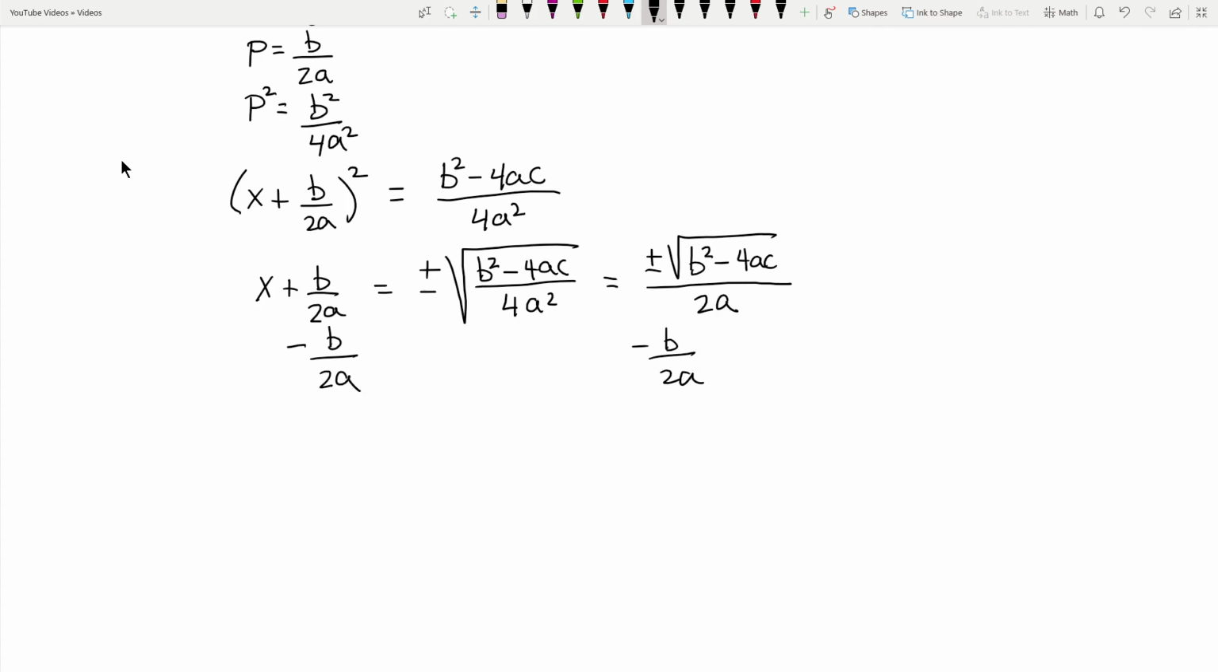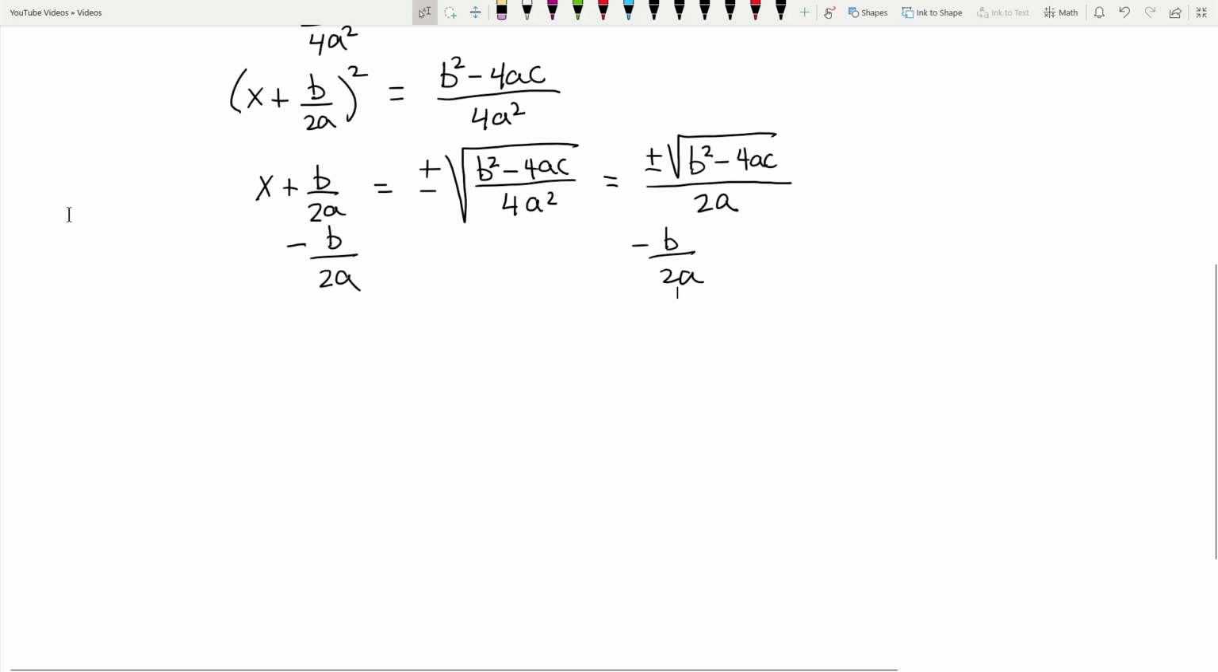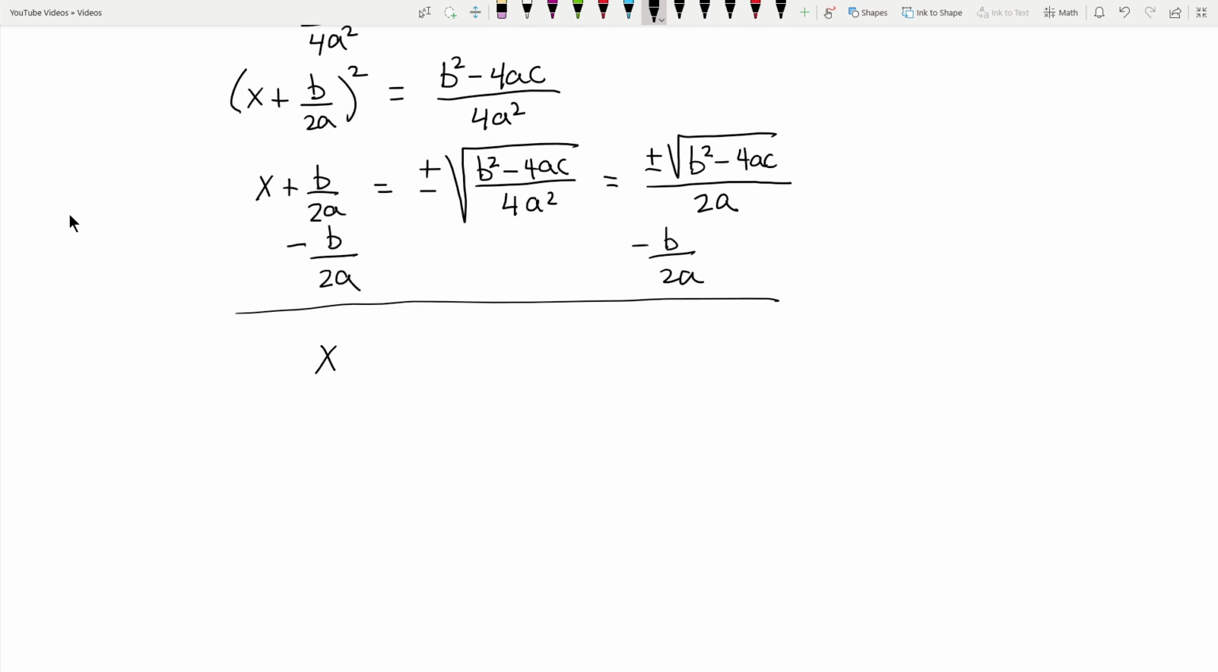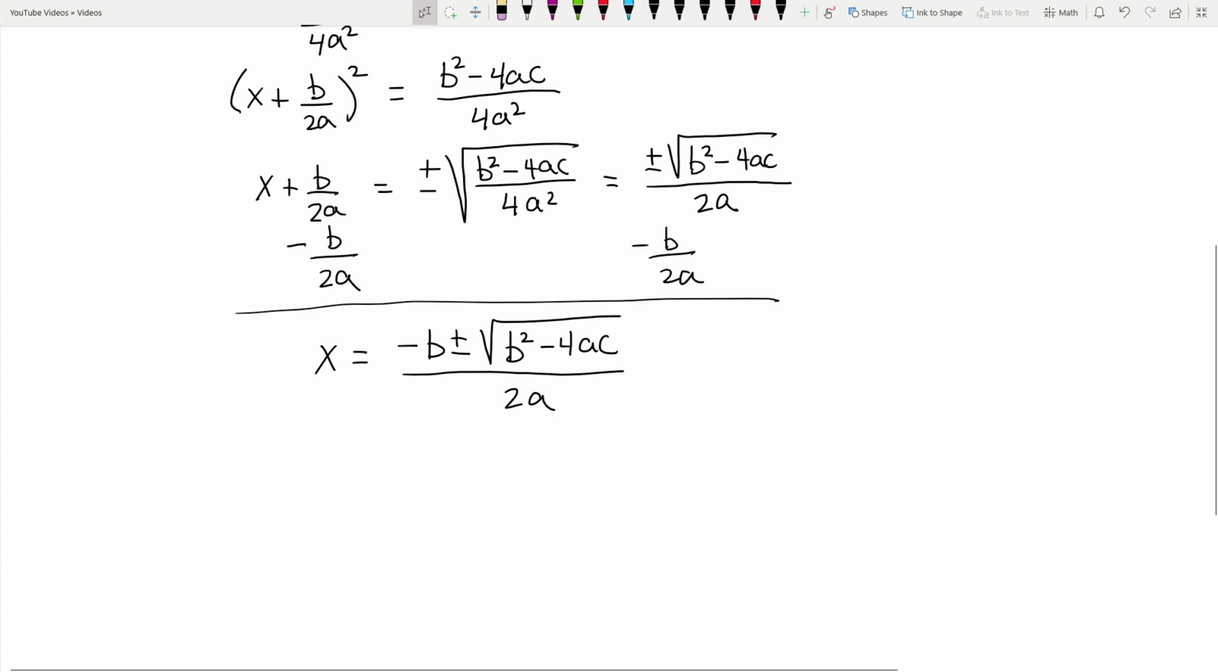And then the last thing I need to do is subtract b over 2a from both sides. So now on the right-hand side, I already have a common denominator. On the left, I have x. On the right, because I already have a common denominator, I can combine my numerators: minus b plus or minus the square root of b squared minus 4ac all over 2a. And there is your quadratic formula.